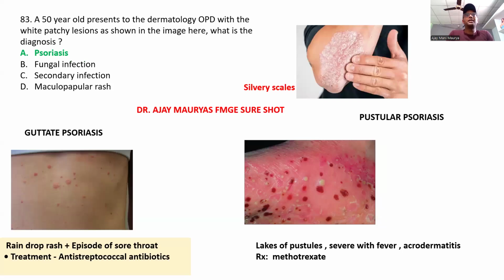A 50-year-old presents to the dermatology OPD. I think you all know about this one. This is the silver case. This is the case of psoriasis. Drug choice is methotrexate.